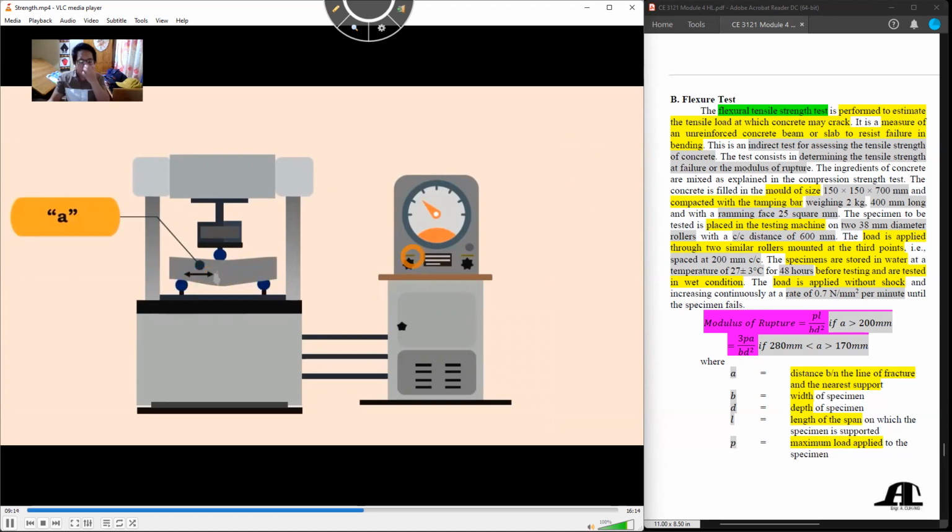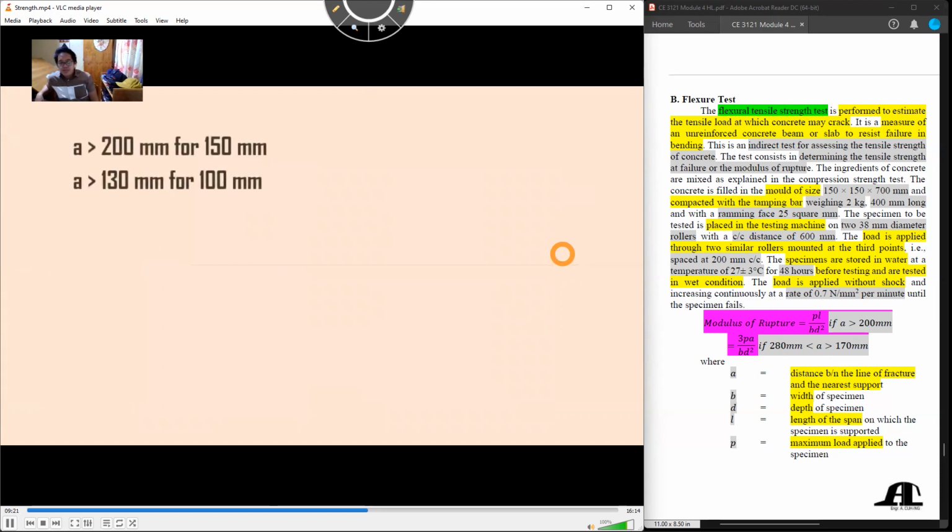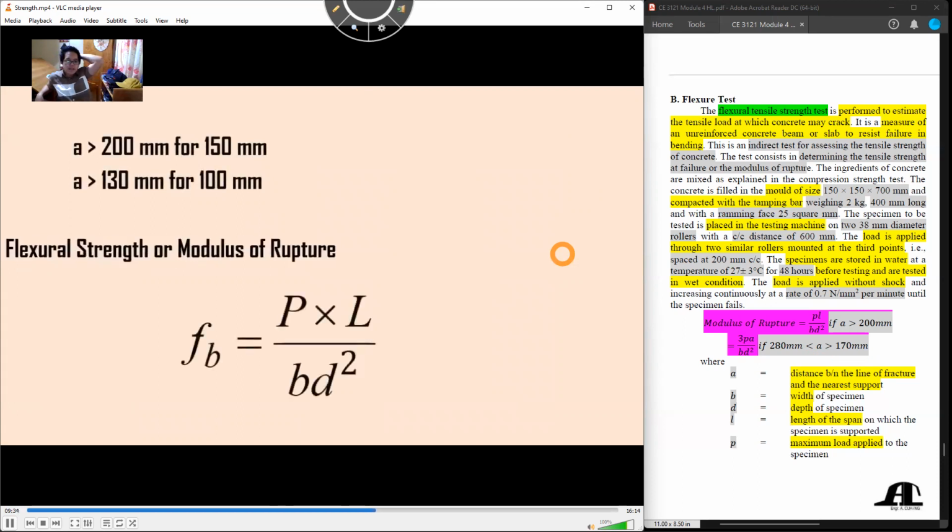Consider this as A. If A is greater than 200 mm for 150 mm and 130 mm for 100 mm specimen, then flexural strength or modulus of rupture, Fb, is calculated by equation. Fb is equal to P into L divided by B d square.